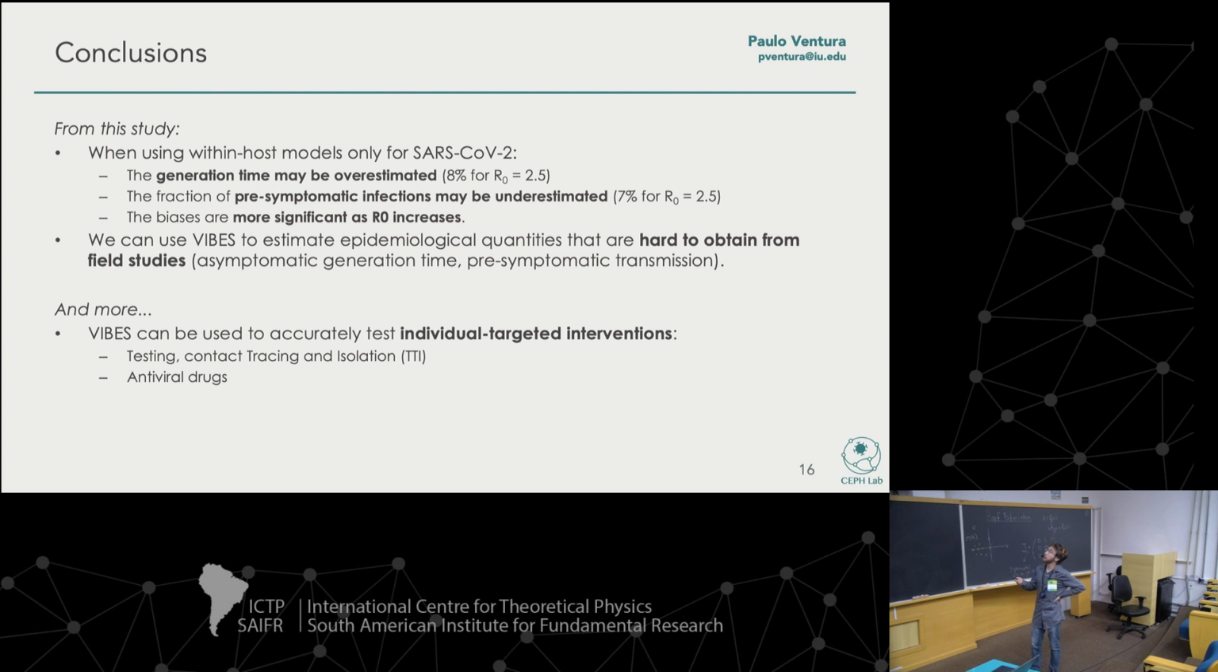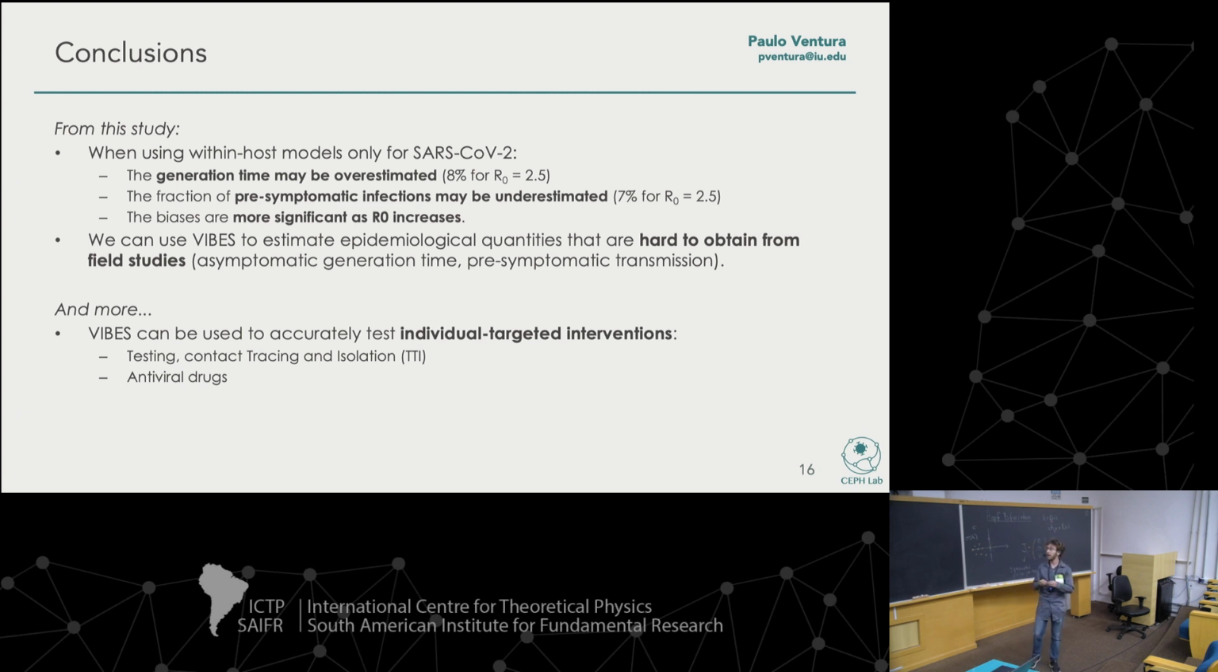And I also showed that we can use the VIBES model to estimate quantities that are hard to obtain from field studies. I showed the asymptomatic generation time as an example. Not shown here, we also did some other things with VIBES. For example, you can use it to test individual targeted interventions, such as testing, contact tracing, and isolation policies.